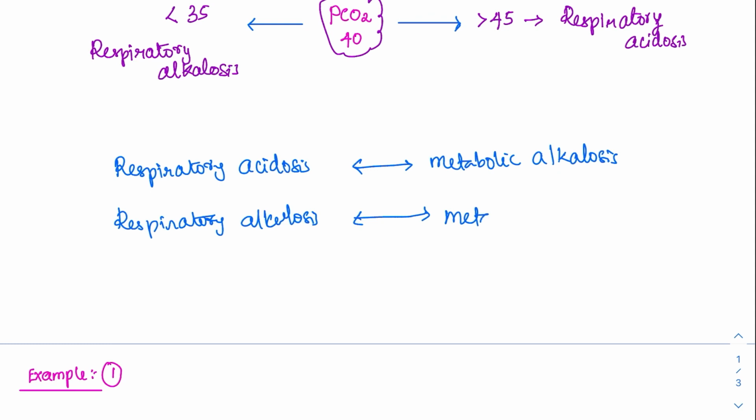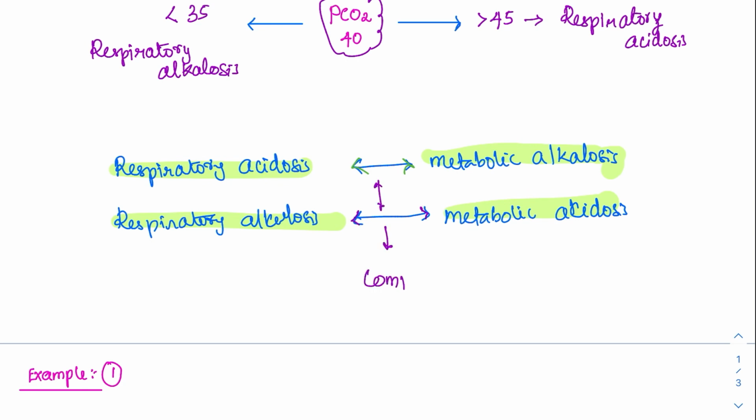Kidney will start conserving acid. So this works both ways. If it is a metabolic alkalosis, then respiratory acidosis will happen. In a similar manner, in metabolic acidosis, respiratory alkalosis will happen. So this is a two-way process, and the compensation mechanism happens like this. So let's try out some examples and let's finalize what is going to happen.